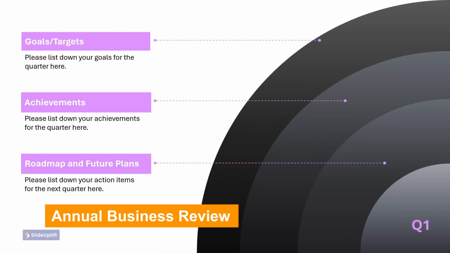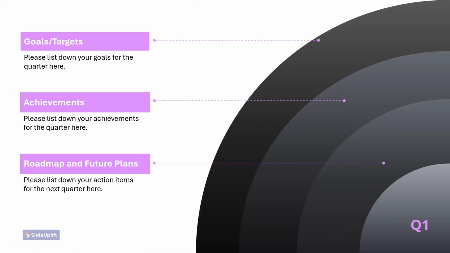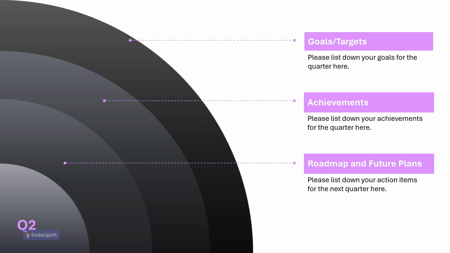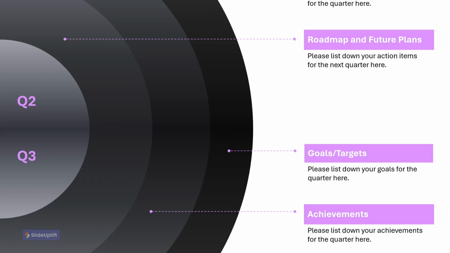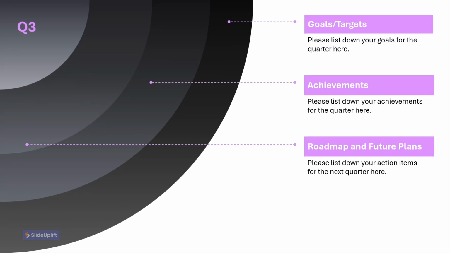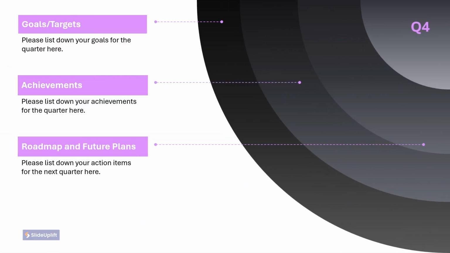5. Annual business review. Take your audience on a journey. Use push transitions to move between locations. Push in a new slide showcasing a different region or country. This is perfect for presentations on global sales figures or travel itineraries.